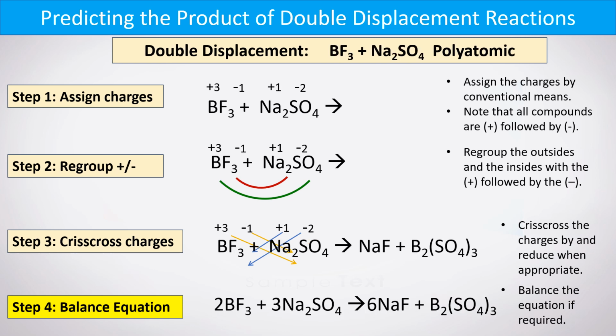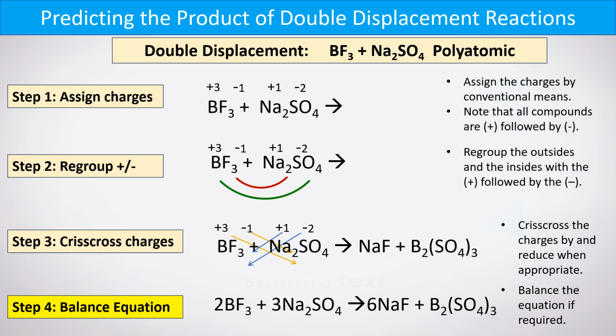The next one is double displacement with a polyatomic anion, with assigned charges. In this case, boron has a +3 and fluoride has a -1. Sodium has a +1 and sulfate, SO4, has a -2. We regroup the inside with the outside again. Then we crisscross the charges.